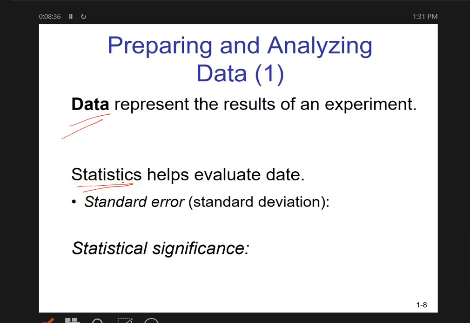And for this, we are going to use statistics. Two terms that come up when we use statistics are: what is the standard deviation, and what is the standard error? This will measure the uncertainty of a value. And then statistical significance. So whatever result you are getting, is it significant? Is it due to chance, or is it because of some other factor?